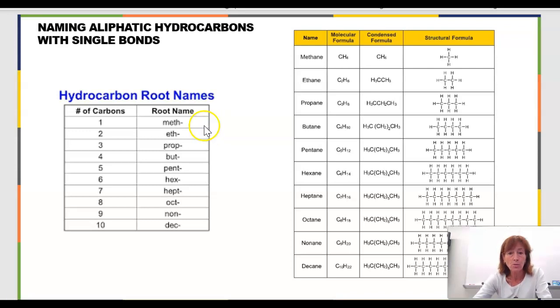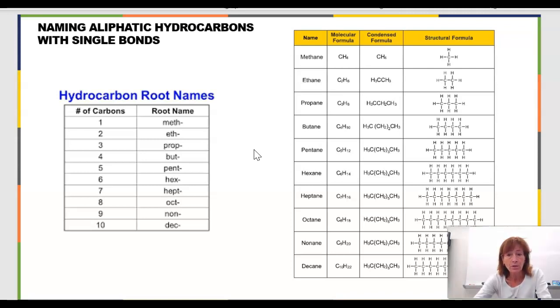When there's only one carbon, it has the prefix meth, M-E-T-H. 2 carbons, eth; 3 carbons, prop; 4 carbons, but; 5, pent; 6, hex; 7, hept; 8, oct; 9, non; and 10, dec. And there's more. We can go beyond that, but this is just a basic chart to understand.